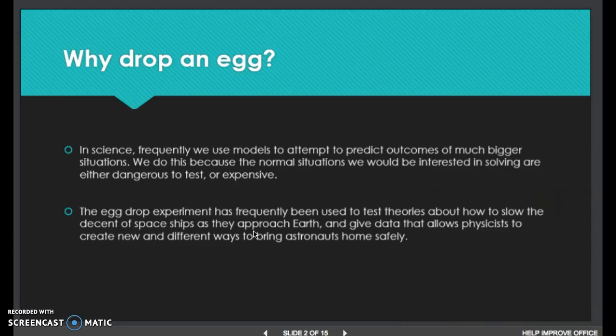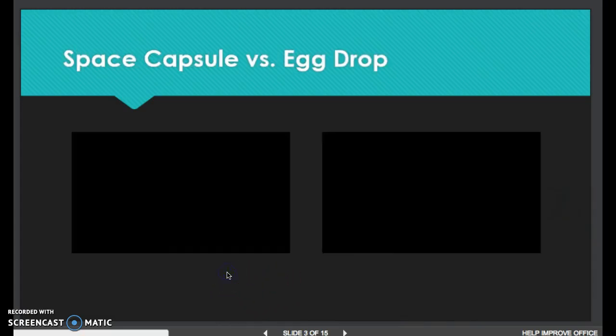You can see how testing these things on a spaceship would be rather costly. You need to have a spaceship, but I mean an egg and some materials and a height for a model, that's something we can do. That's why we're doing it. So using this model, physicists can get data to allow themselves to create different ways of bringing astronauts home from orbit safely. That is what you are modeling today.